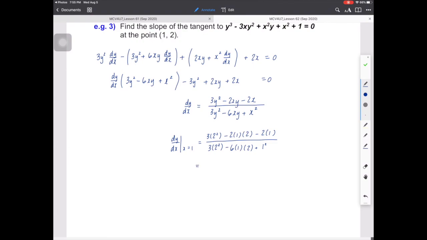Okay. Let's see what we've got here. 4 times 3, 12, minus 4, minus 2, 12, minus 12, plus 1. That is 6. Therefore, the slope of the tangent is 6 at the point 1 and 2.